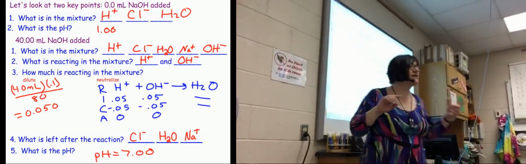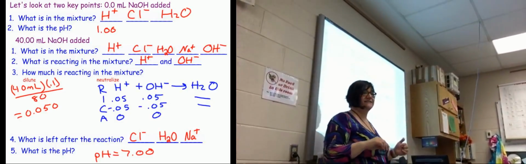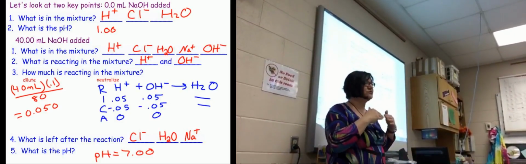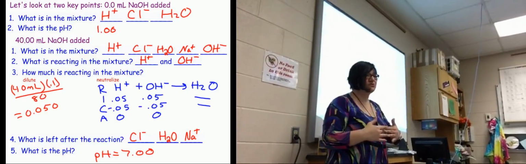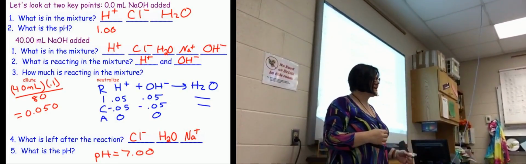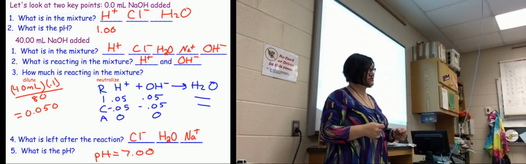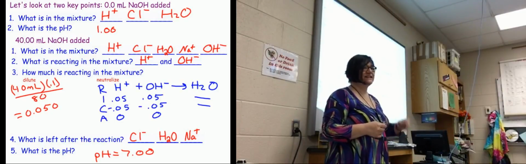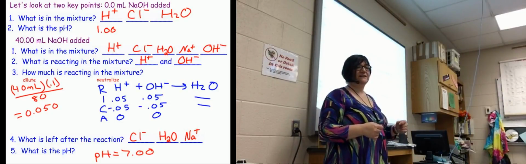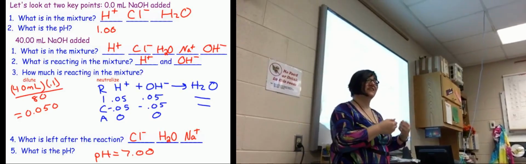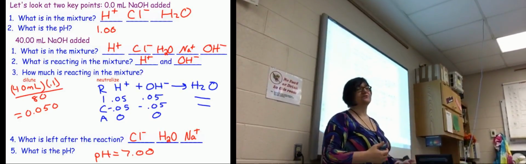So for a strong acid, strong base titration, neutralization is neutral. For a weak acid, strong base titration, neutralization is neutral in terms of electrical charge, but not neutral in terms of pH.